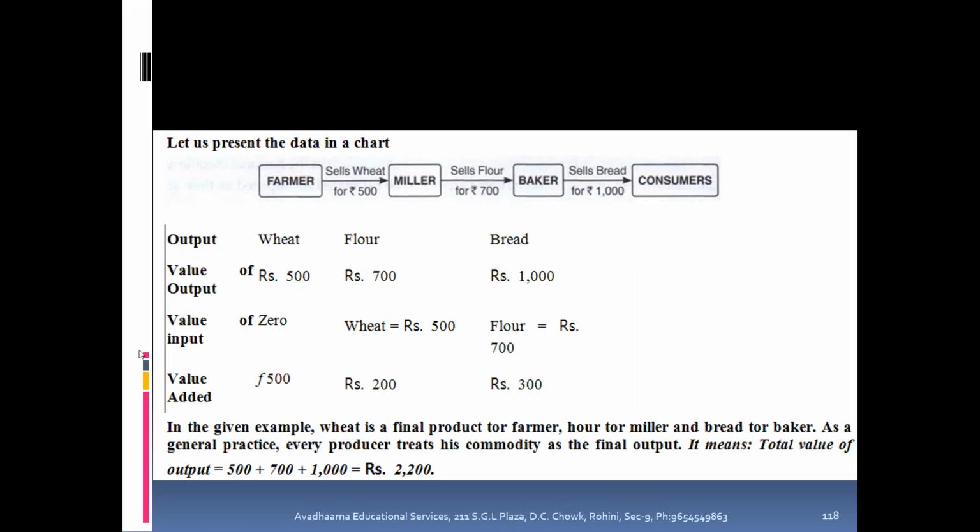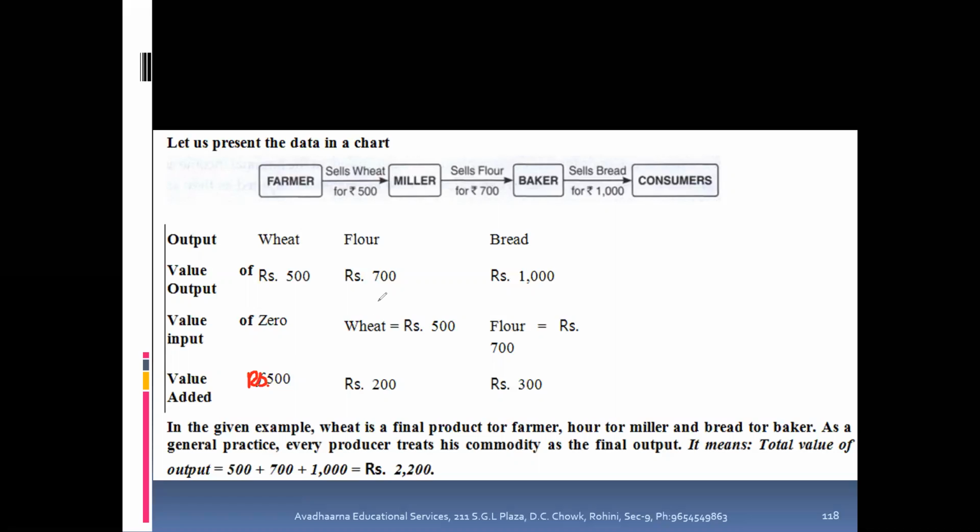Now, if we see the value of output minus input, the value of output for the farmer is going to be 500 minus 0, which is equal to rupees 500. And then 700 minus 500, the value added is 200 for the miller, and for the baker it is 1000 minus 700, which is equal to 300.